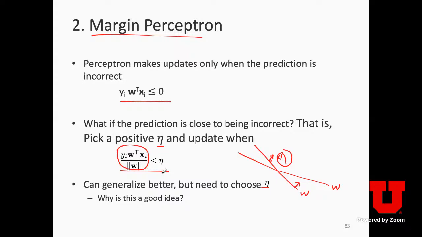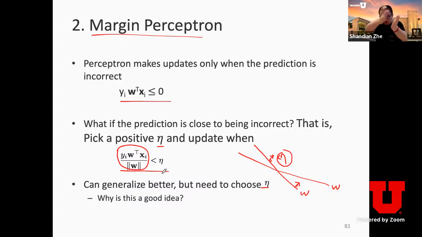From our previous analysis, we know that the further away the hyperplane is from the training examples, the better the generalizability, right? Of course, the way to measure how far away your hyperplane is from the training examples is the margin. Remember, margin is the minimum distance between the training points and the hyperplane. So the larger the margin, the better the generalization accuracy. That motivates the so-called margin perceptron, which is expected to improve the generalization accuracy. However, there's no free lunch. We have to carefully choose eta.